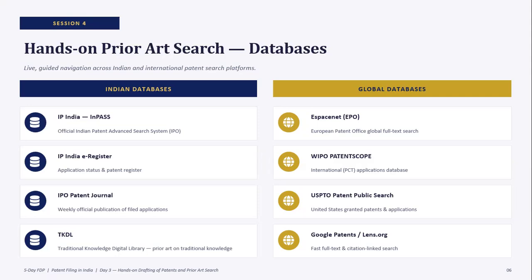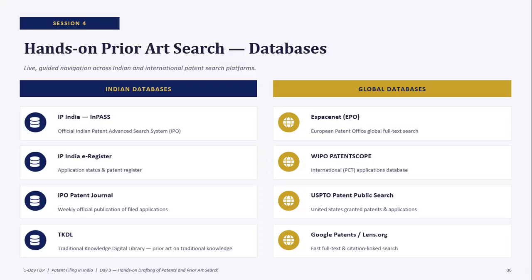Next is the Intellectual Property Organization Patent Journal, another important official resource for published patent applications. For traditional knowledge related searches, the presentation introduced the Traditional Knowledge Digital Library. Moving to international resources, we will examine the European Patent Office. We will also consider WIPO PatentScope, which provides access to the Patent Cooperation Treaty applications. Another important source is United States patent applications and granted patents.